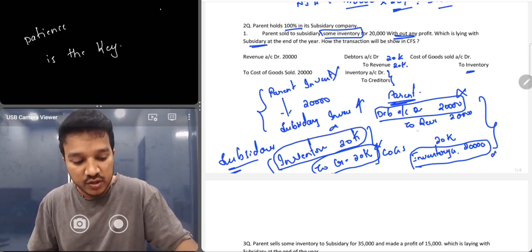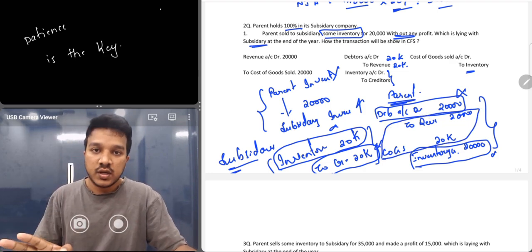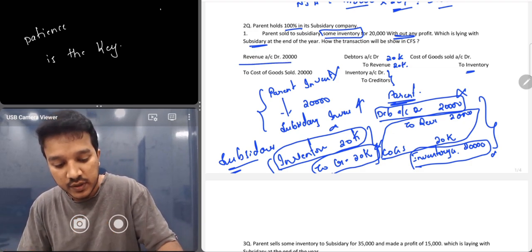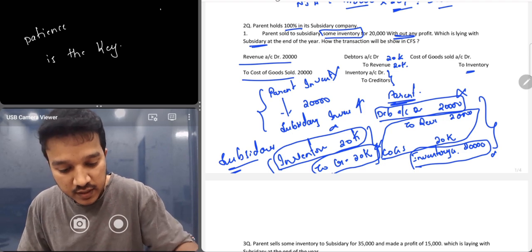Only two are left in your books, revenue and cost of goods sold. This cost of goods sold and revenue is left in the books. Now to cancel those, you will reverse, you will say revenue account debit 20,000 to cost of goods sold. I hope this is clear, I'll just explain again.